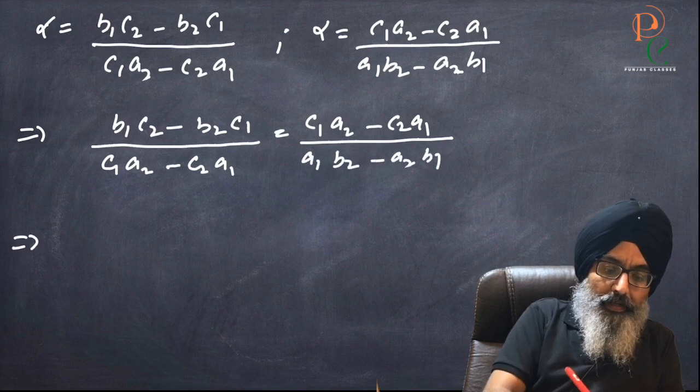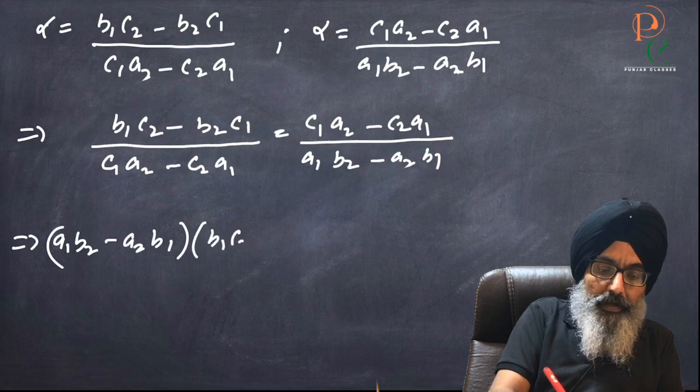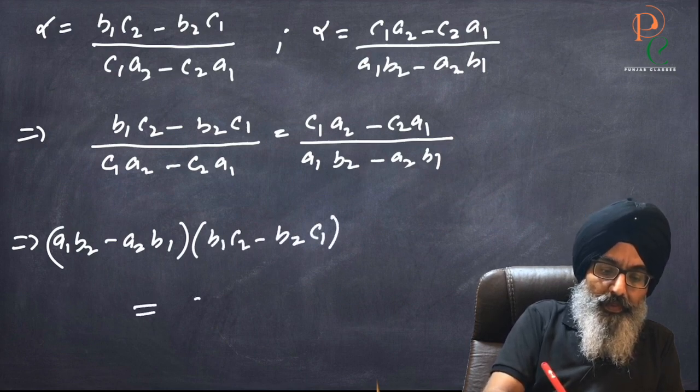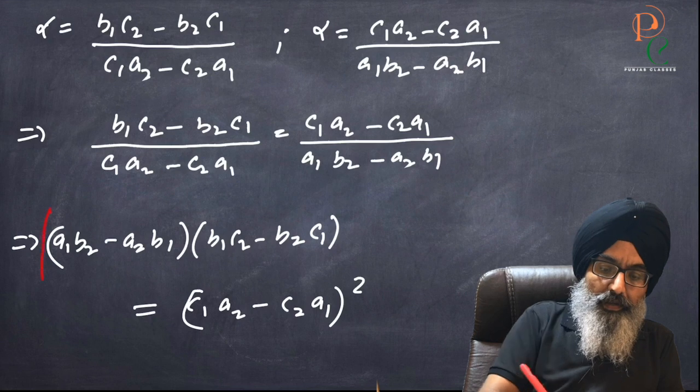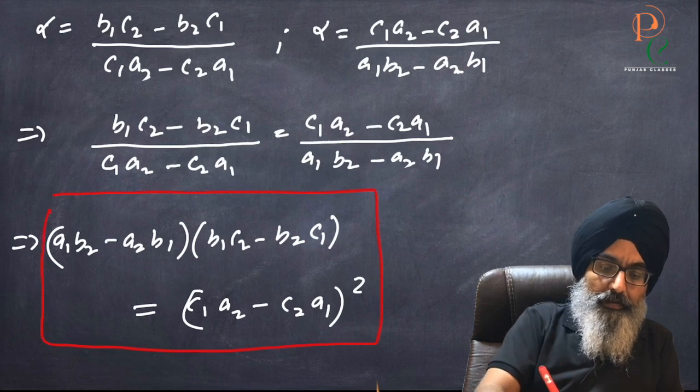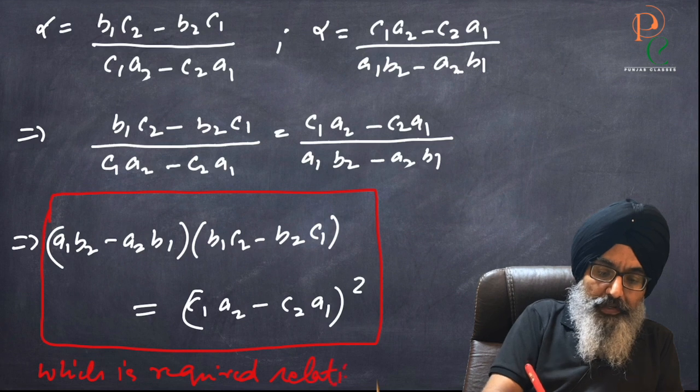On simplifying the terms, finally we obtain (A1 B2 − A2 B1)(B1 C2 − B2 C1) = (C1 A2 − C2 A1)². So this will be our final result, the required relation between the coefficients A1, B1, C1 and A2, B2, C2.